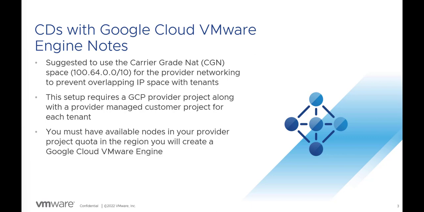Before you can create a Google Cloud VMware Engine, you must have available nodes in your provider project quota in the same region you will create the Google Cloud VMware Engine. That is, if you intend to build with 4 nodes initially in US West, you must have 4 nodes currently available in US West to build it.